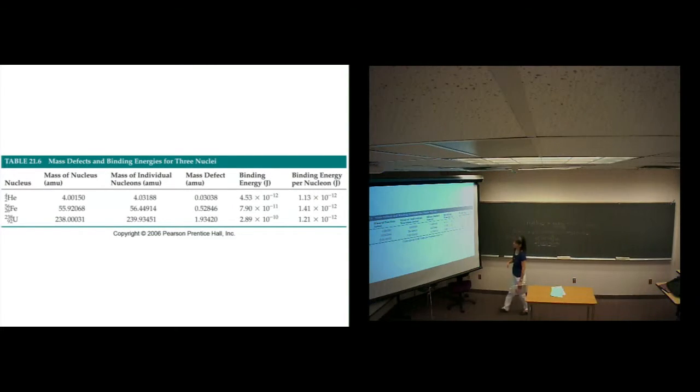It's the 4.03188. I'm going to take the mass of the nucleons that we just figured out minus the mass of the nucleus. Okay, and that's going to give me my mass defect, right? Isn't that what we said? Mass of the nucleons minus the mass of the nucleus. So let's do that. Put that number in for the nucleons. 4.03188 minus 4.00150. And that is my mass defect. And the mass defect is 0.03038 AMU per atom.